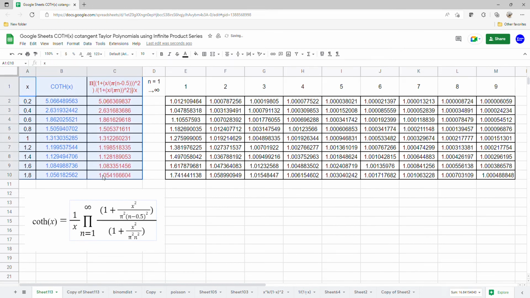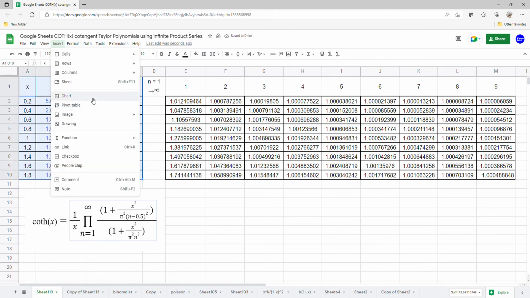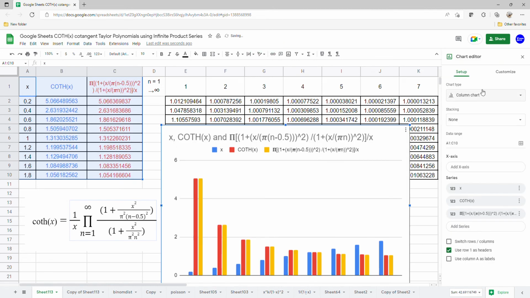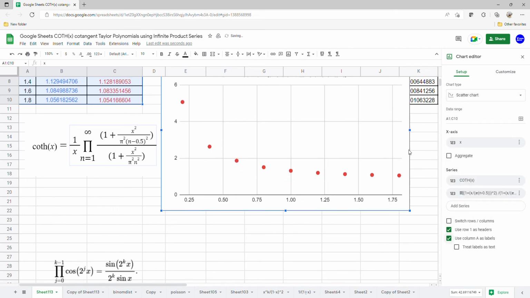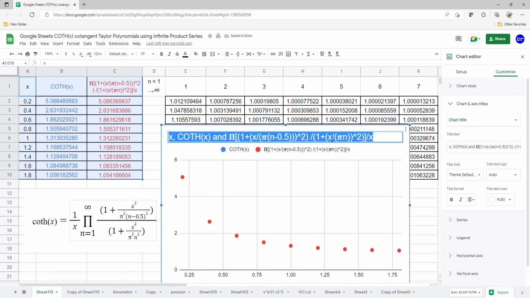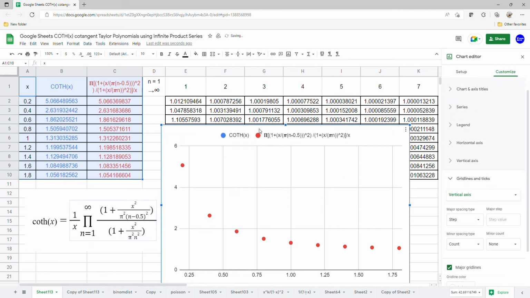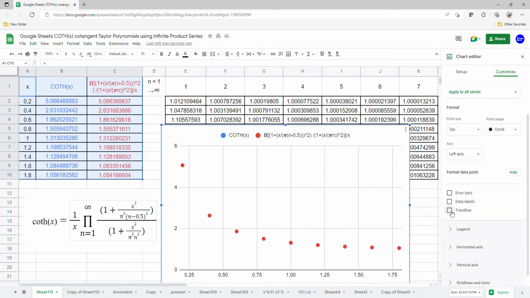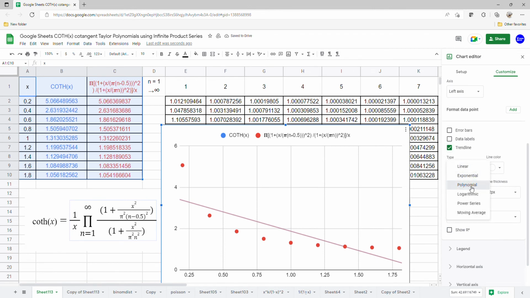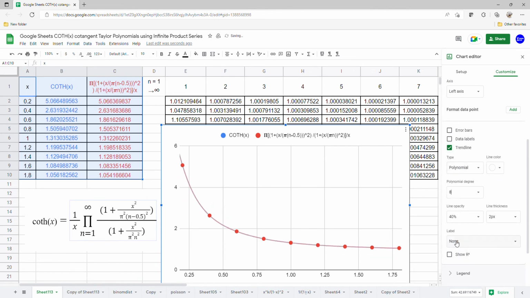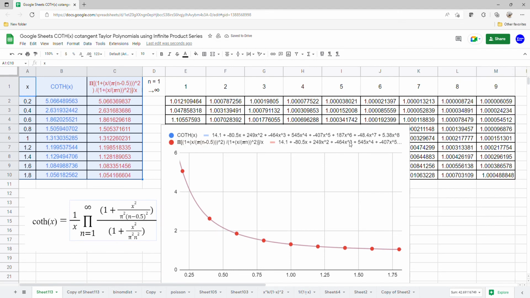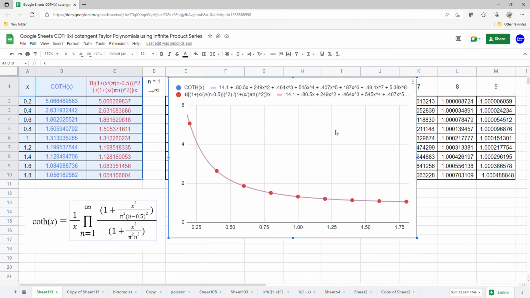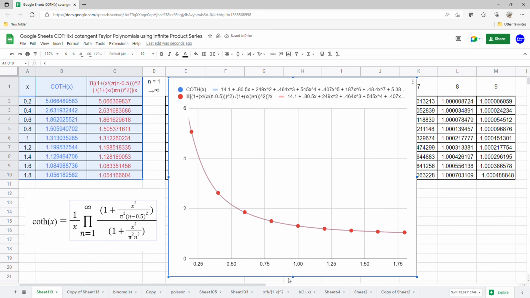And we chart this. Insert chart. And we use scatter chart. Use column as label. We don't need the title, but we show the equation. So under series, click the trend line, the type polynomial, and the degree 8. For the label, use the equation. So here we have the trend line and polynomial, the Taylor polynomial of hyperbolic cotangent.